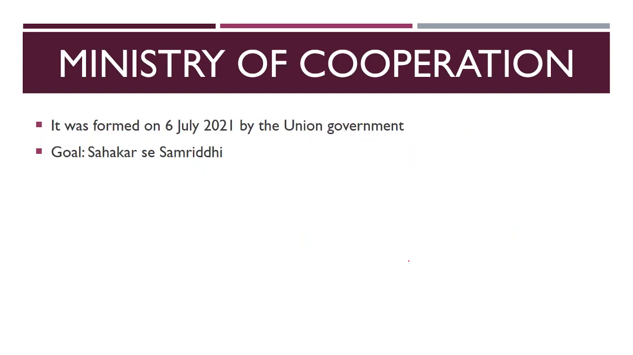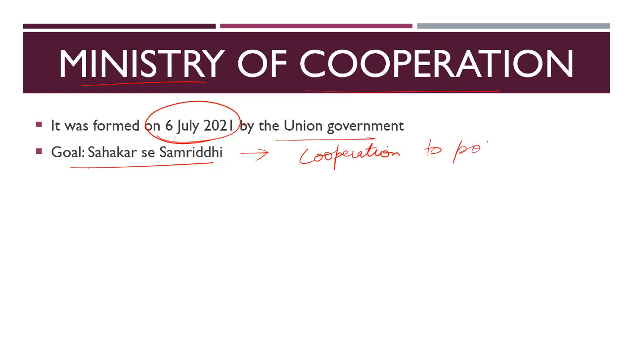So later on, multiple steps were taken, but the most important step in this direction was taken on 6th of July 2021, when the Union government led the formation of the Ministry of Cooperation. So basically, on 6th of July 2021, the Ministry of Cooperation was created at the center with the goal Sahkar se Samriddhi, or cooperation to prosperity. So this is the goal here.